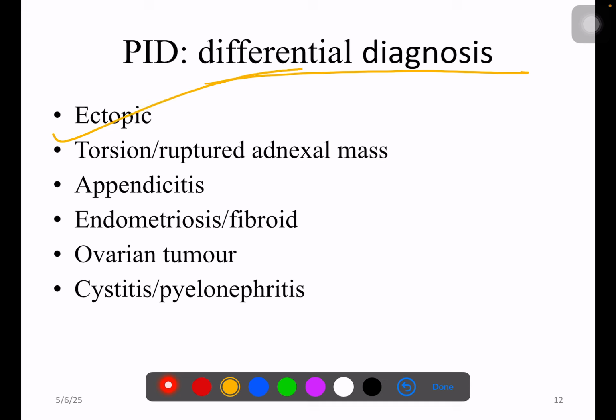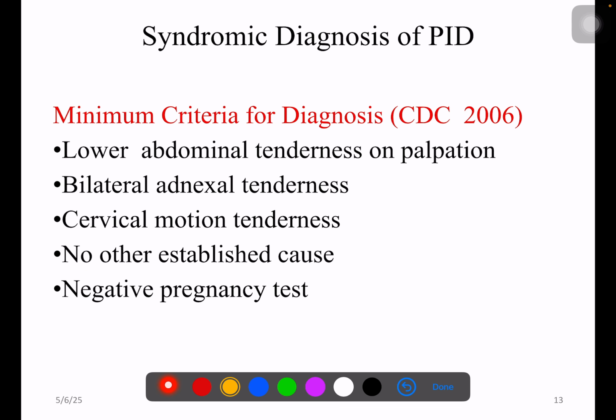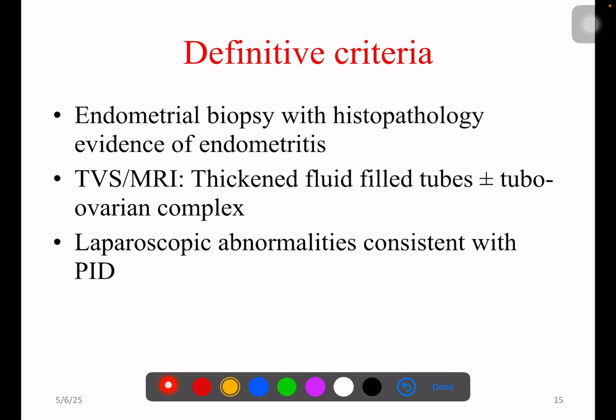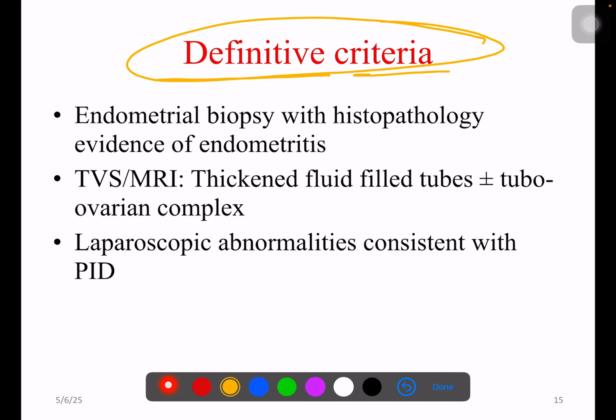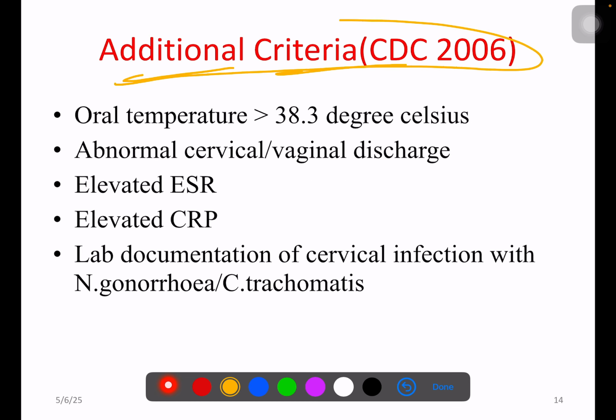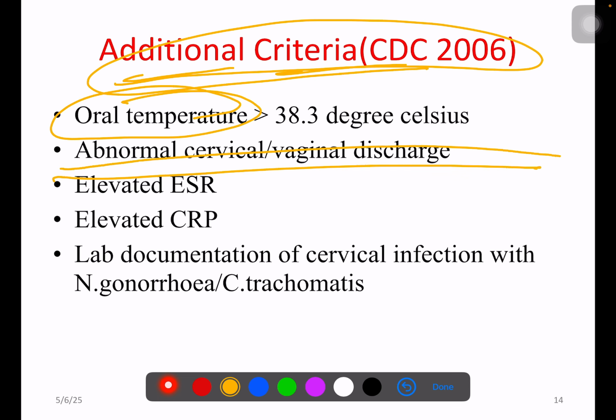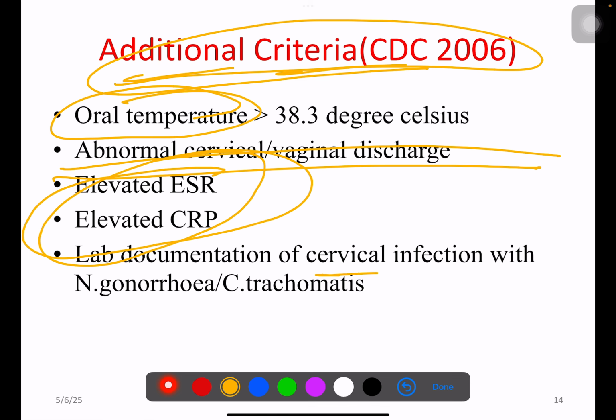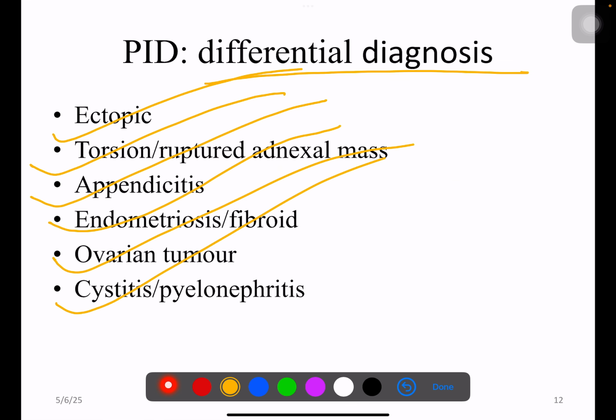Now, what are the differential diagnoses? It can be ectopic, torsion, appendicitis, endometriosis, ovarian tumor, cystitis. Now, when we talk about PID, there is minimum criteria, additional criteria, and definitive criteria. For definitive criteria, we need three people: a radiologist, a histopathologist, and a surgeon. Additional criteria: she says that she has fever, abdominal tenderness and vaginal discharge, elevated ESR and CRP, and I looked into the lab documentation of cervical infection with gonorrhea and trichomonas.